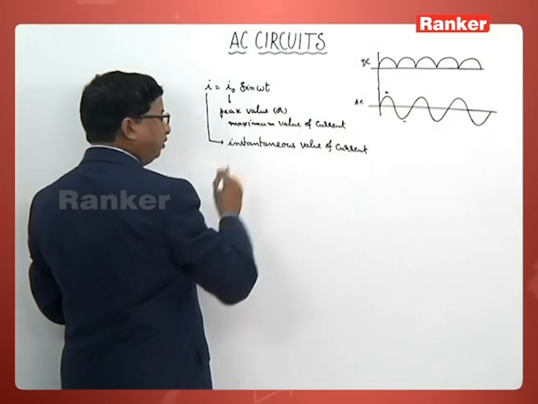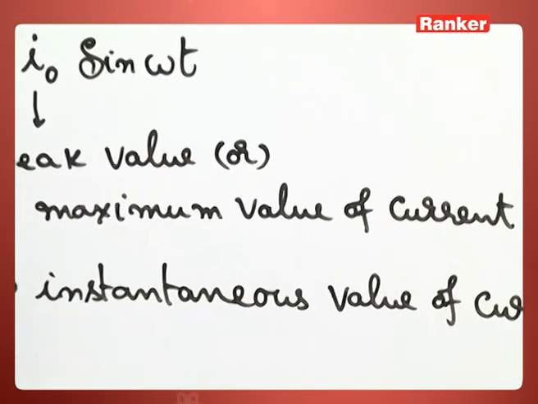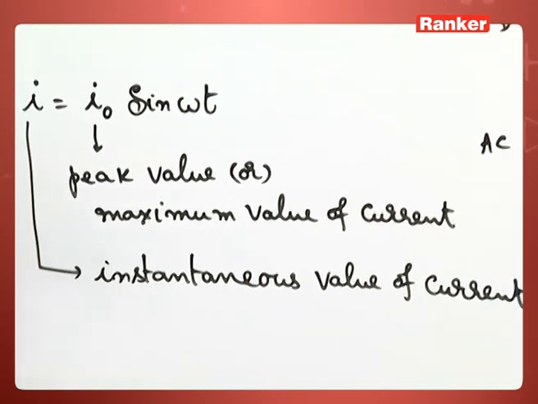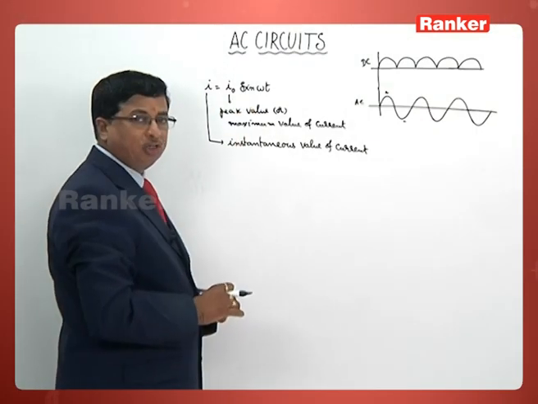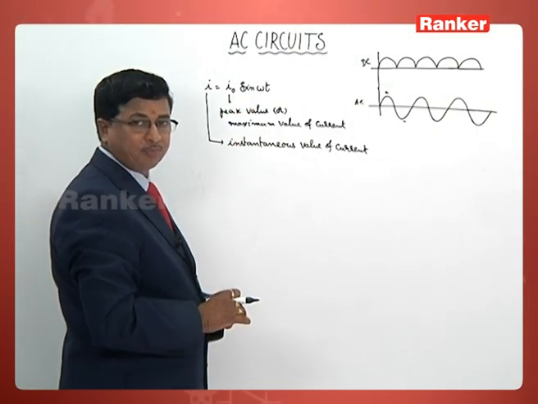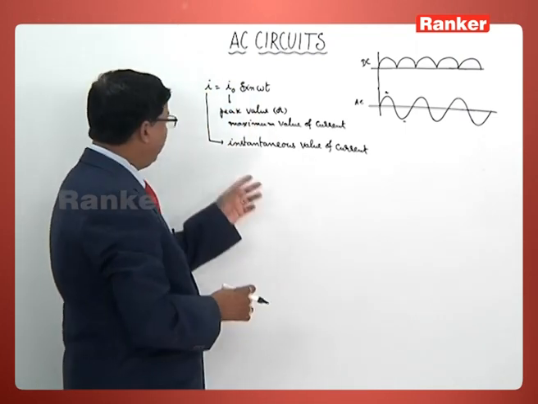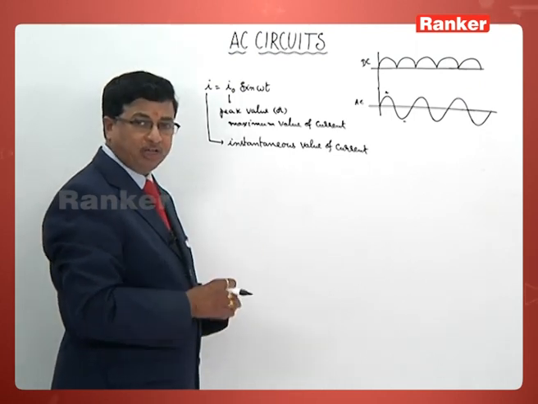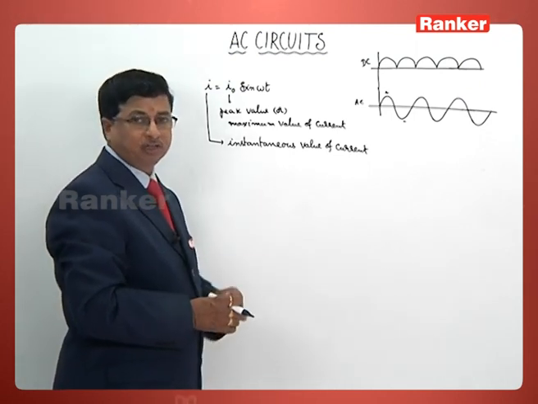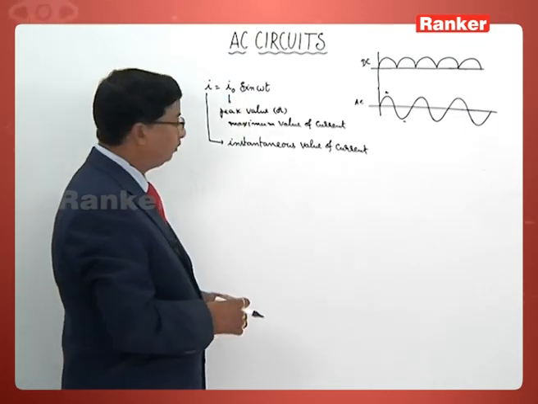And sine is representing the function of it, and omega t is generally called the phase. So when we talk about I naught, that is the maximum possible value of alternating current, whereas I depends on t. Thereby, we call this the instantaneous value of current. After a certain time t, what is the value of current? If we want, we can directly measure it using this formula.